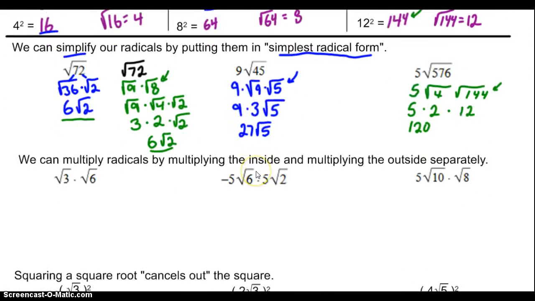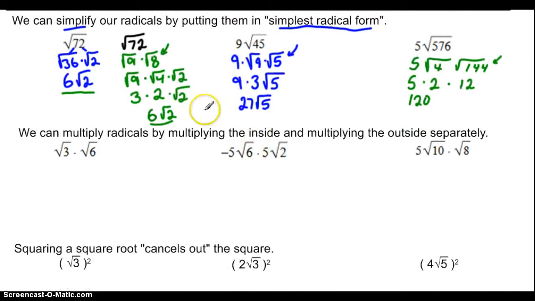Now what about multiplying square roots, or multiplying these radicals together? How do we do that? Well, we multiply radicals by multiplying the inside and multiplying the outside separately. So what's under the square root and what's not under the square root separately, and then we'll try to simplify.